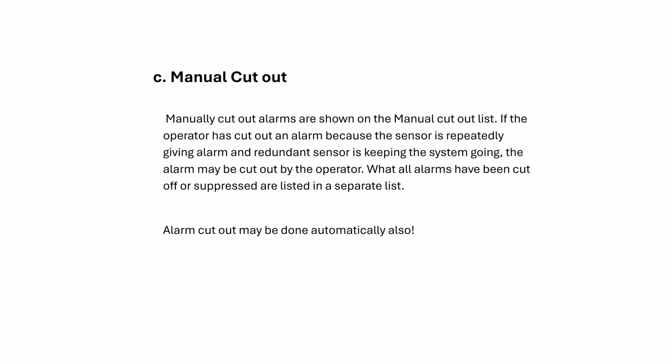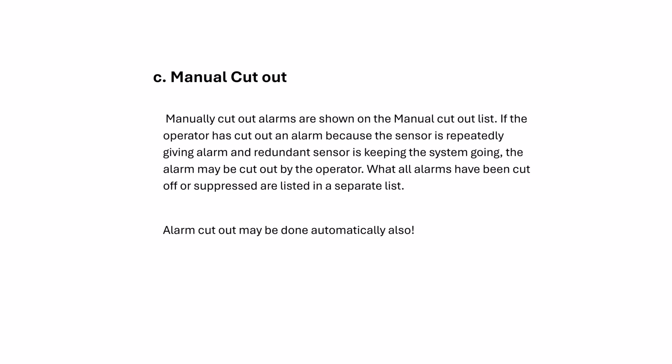All alarms that have been cut off or suppressed are listed in a separate list. Alarm cutout may be done automatically also. So manual cutout of an alarm is something we do many times on the ship. An alarm is coming for some reason: rolling, pitching, or the boiler, where a lot of steam is being discharged. I mean, the load is too much. On tankers, I'm talking about.